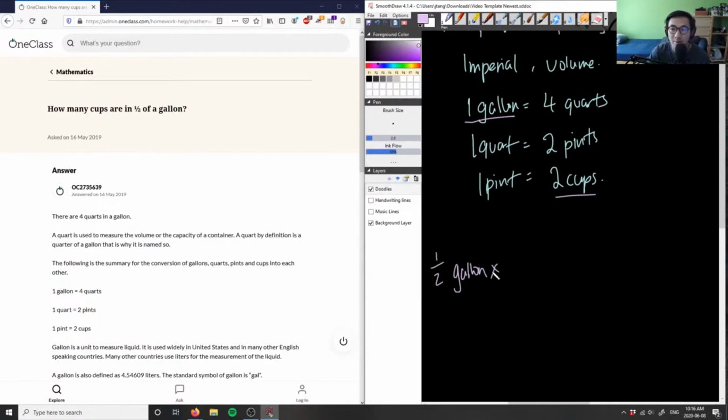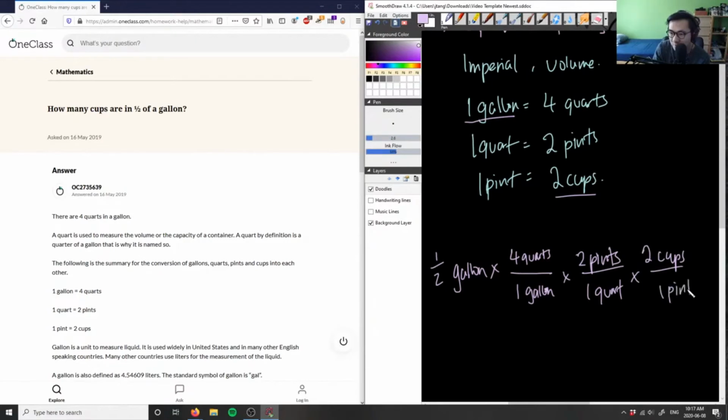I multiply that by 4 quarts in 1 gallon, since 1 gallon equals 4 quarts. Afterwards, I know that I have 2 pints in 1 quart, so I multiply again by 2 pints in 1 quart. And in 1 pint, I have 2 cups, so I multiply by 2 cups in 1 pint.